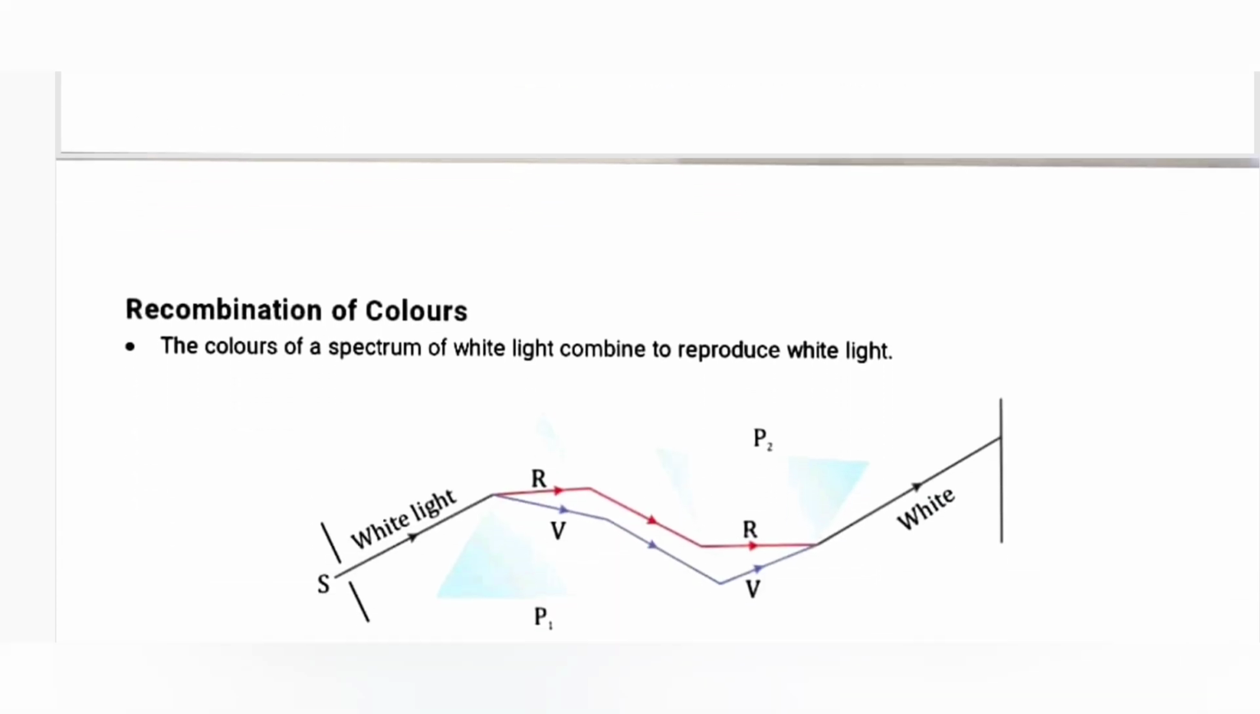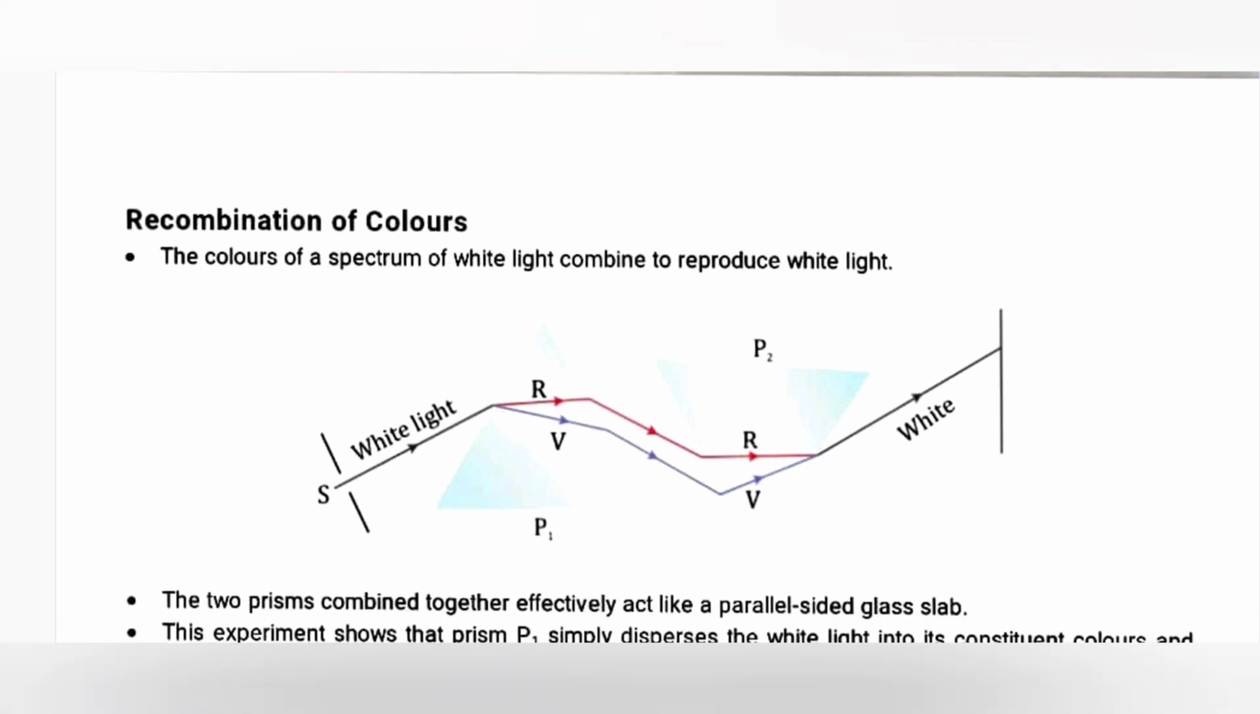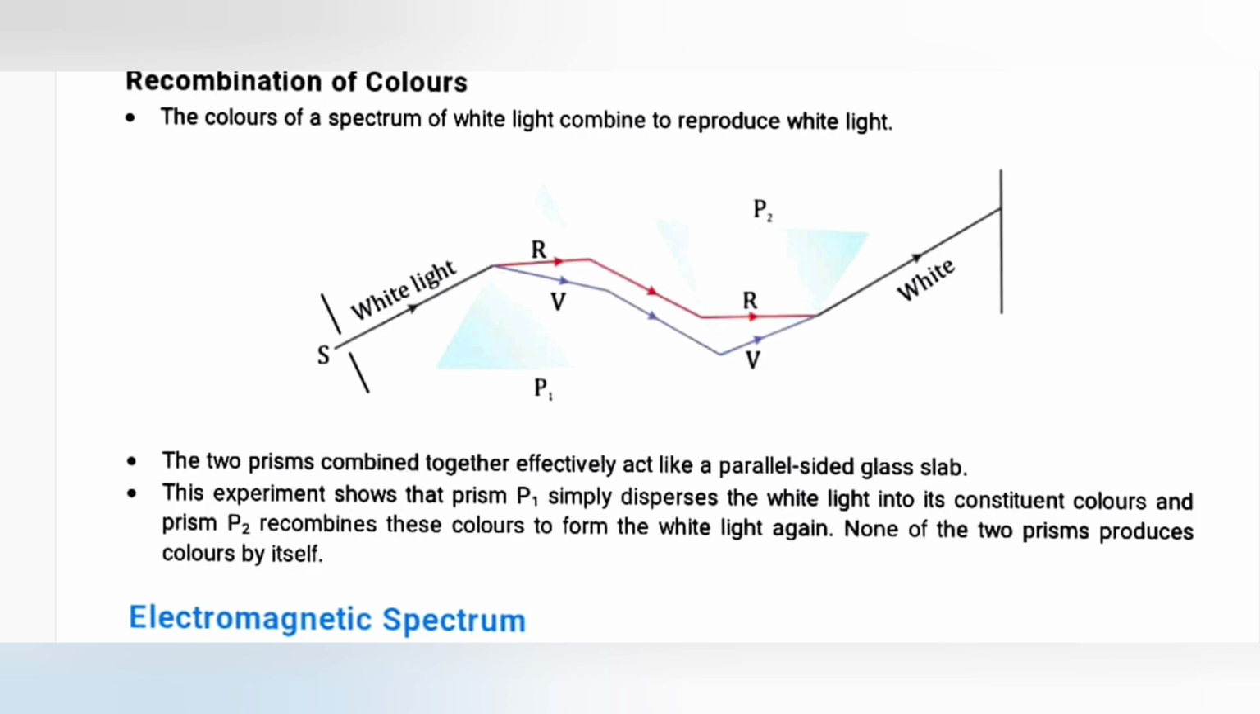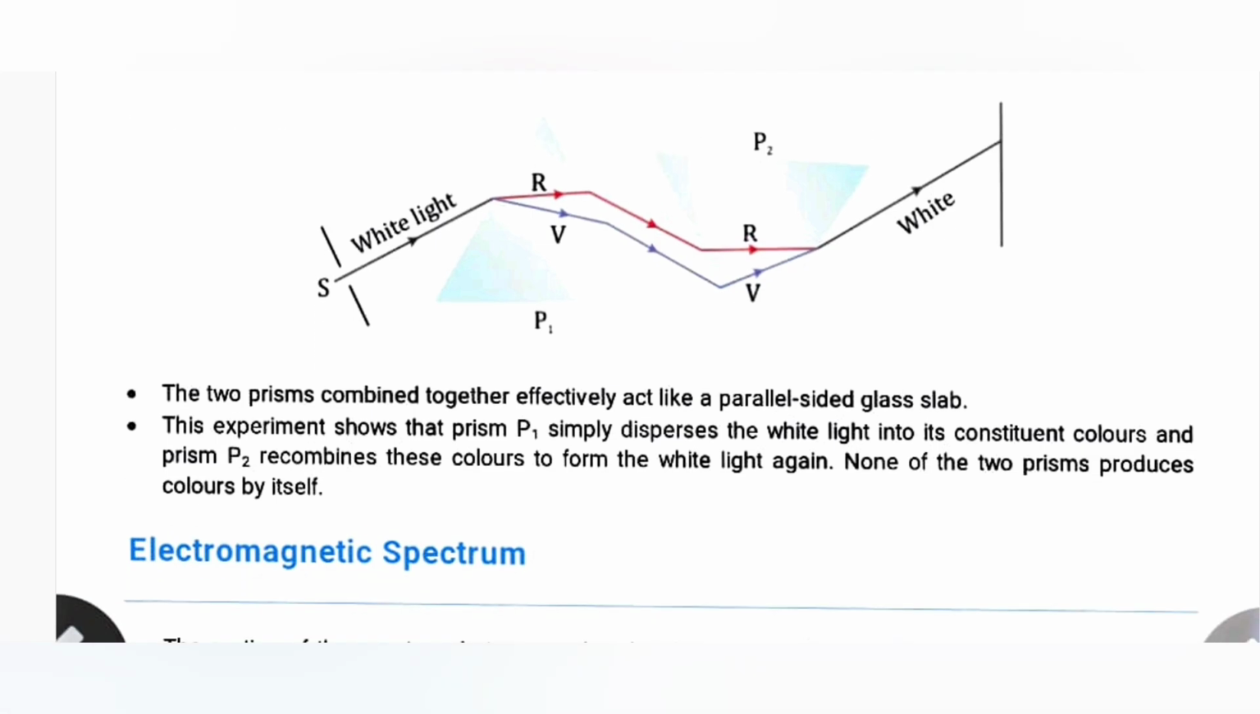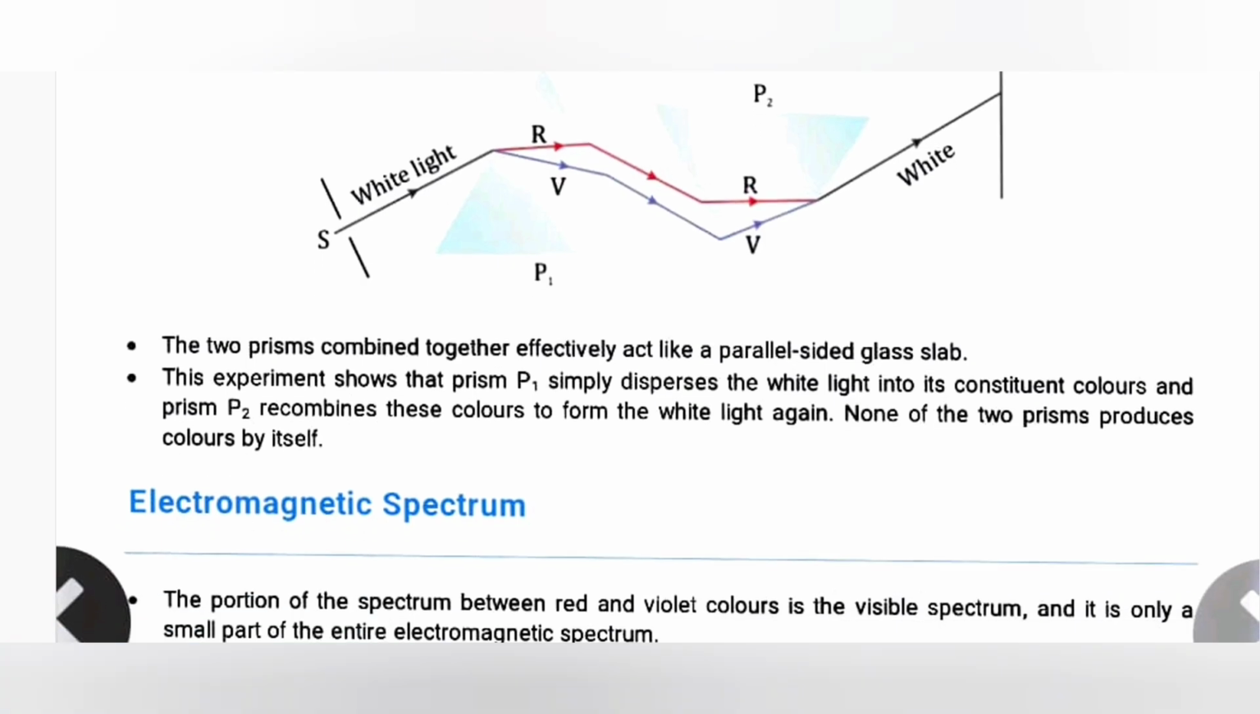Now recombination of colors. The colors of the spectrum of white light can be combined to reproduce white light. The two prisms combined together effectively act like a parallel-sided glass slab. This experiment shows that prism P1 simply disperses the white light into its constituent colors, and prism P2 recombines these colors to form white light again. None of the two prisms produces color by itself.